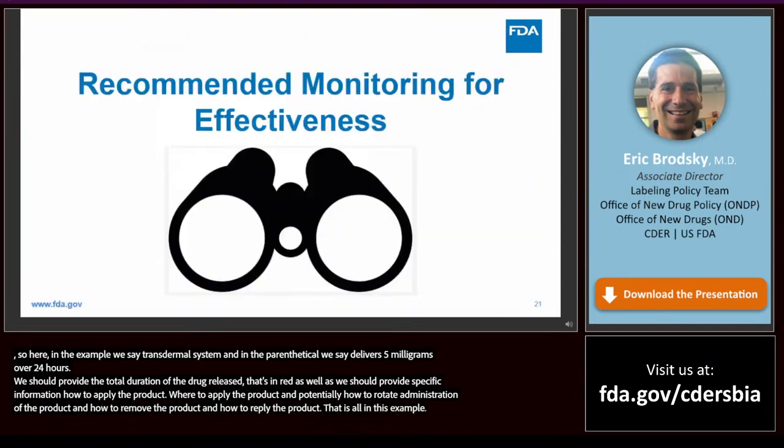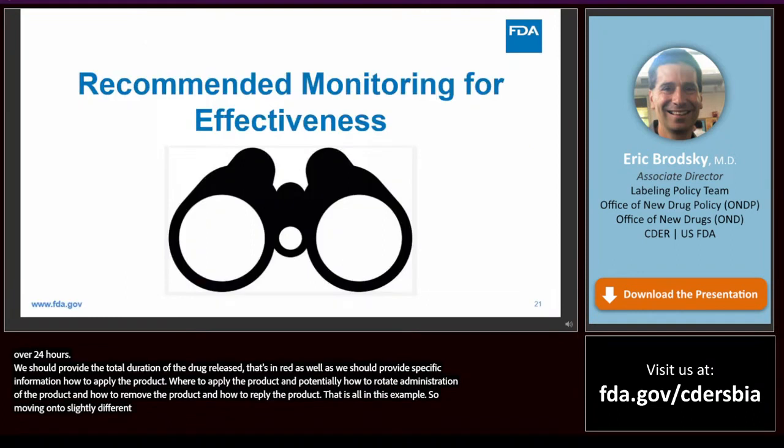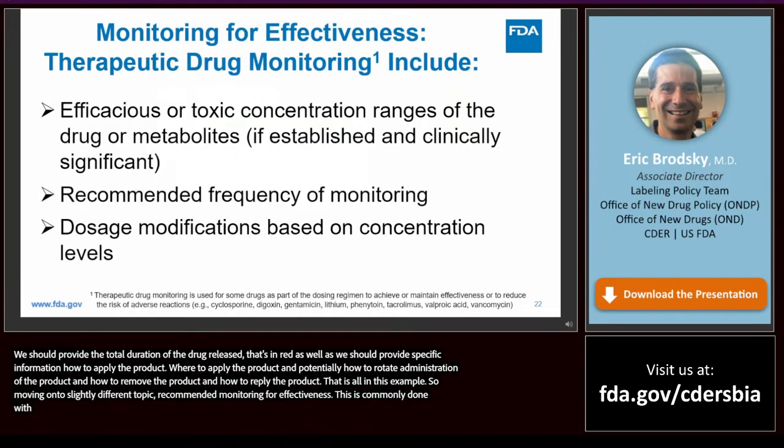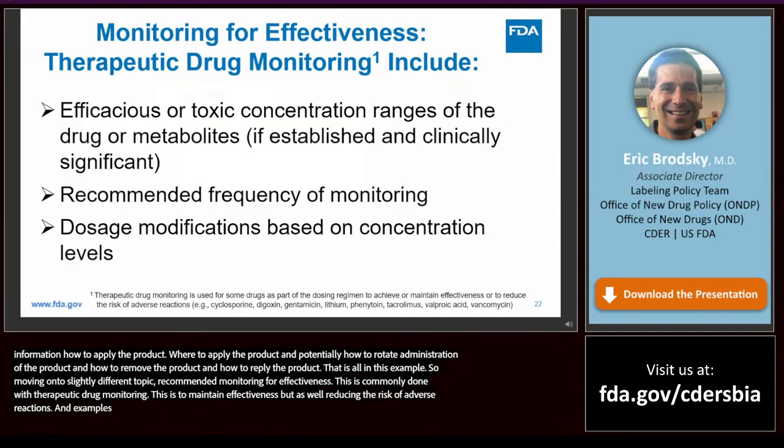So moving on to a slightly different topic, recommended monitoring for effectiveness. This is commonly done with therapeutic drug monitoring. This is to maintain effectiveness, but as well reduce the risk of adverse reactions. Examples here are cyclosporin, digoxin, gentamicin, lithium, phenytoin, tacrolimus, valproic acid, vancomycin. Those are drugs in which we use therapeutic drug monitoring.